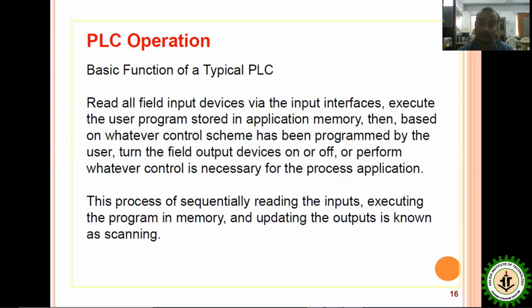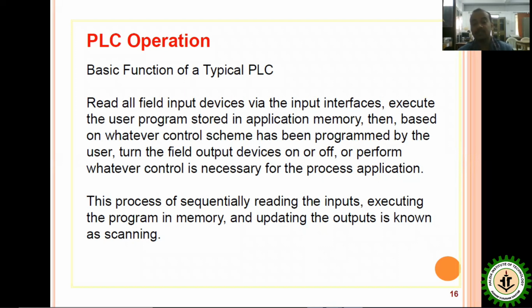Then the action will be executed to the output module, and from the output module it will go to the final control elements. I need to switch on my motor or I need to switch off my motor. What position the control valve needs to be in right now. So all the information can be given from the IO unit.